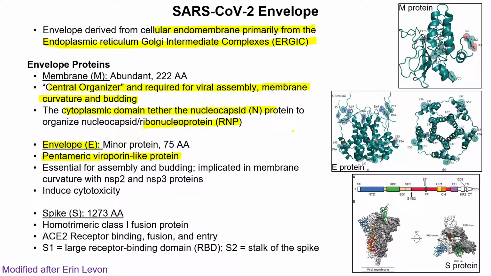And this is essential for membrane curvature and assembly, and it interacts with two other proteins called NSP2 and NSP3. We're going to talk about that somewhere else, to set up these membrane vesicles. That is very important as well. And this also induces cytotoxicity. So you can easily imagine what it is going to do in the cytotoxicity.